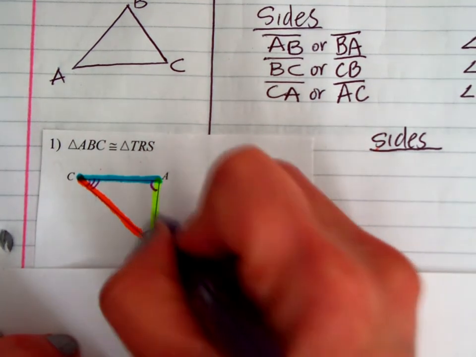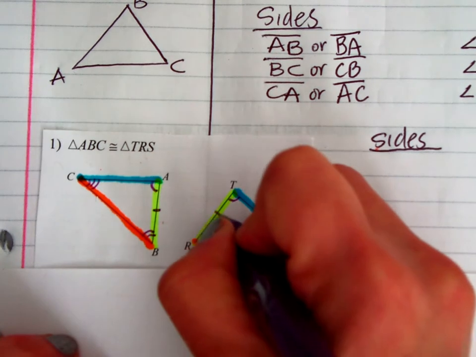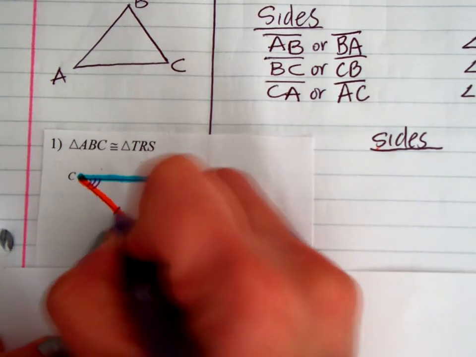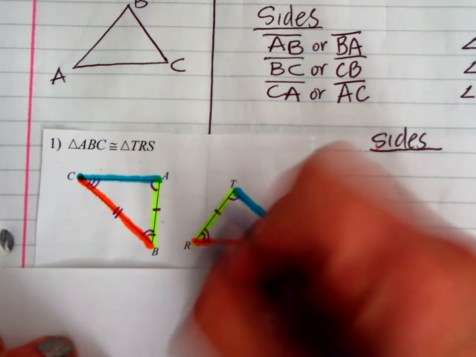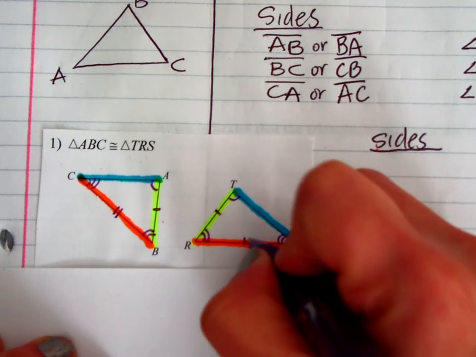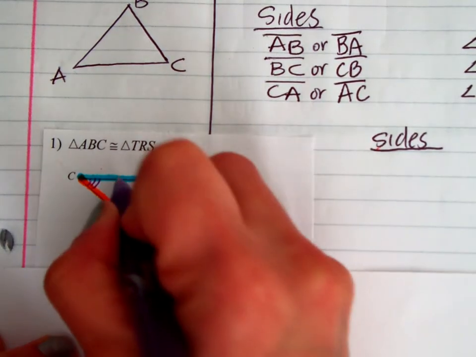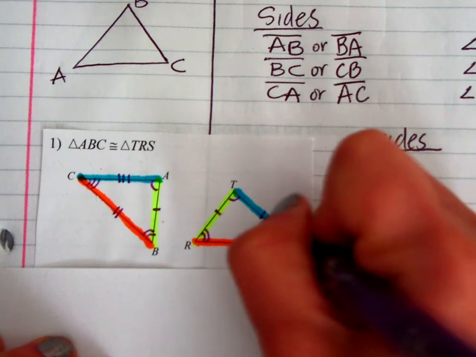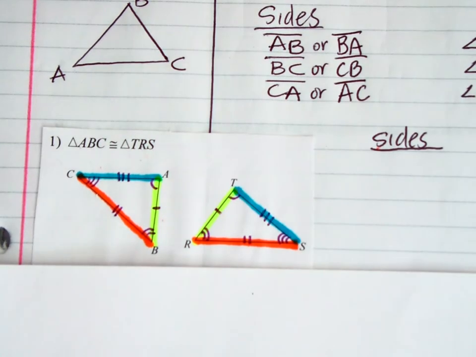So side AB, I'm going to give it 1 mark, and that matches up with TR. Then side BC is going to get 2 marks. That means RS is going to get 2 marks. And then CA is going to get 3 marks, and ST will get 3 marks. So now that you've marked your 2 triangles, it is extremely easy to see what matches up with what.